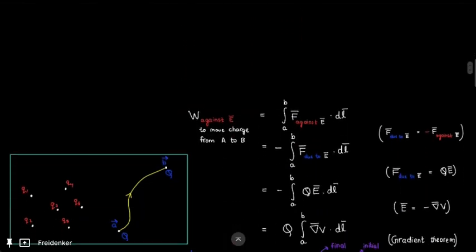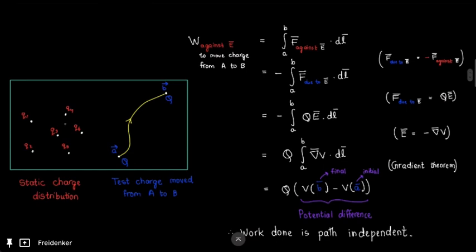So let's see. Let's suppose there is a static charge distribution. Let's say in this case there is a discrete static charge distribution. Static in the sense they're not moving anywhere. And you have some test charge capital Q which you want to move from point A with position vector A bar to point B with position vector B bar. What is the work done to move this test charge from here to here?